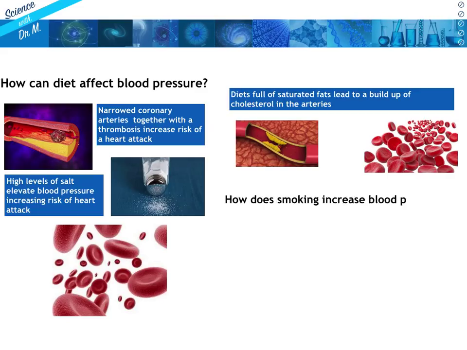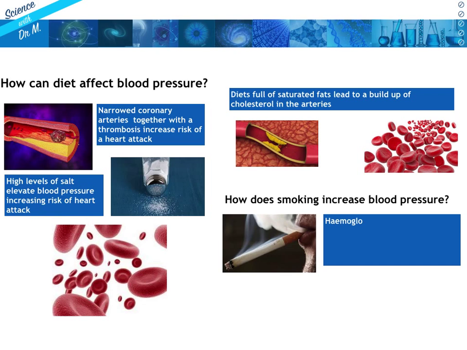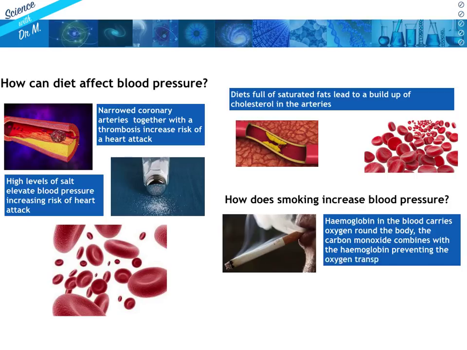Now, the other thing that increases blood pressure is smoking. And how does that increase the blood pressure? Well, this is the higher level response. The hemoglobin in the blood carries oxygen around the body. Okay, so there's structures in the blood called hemoglobin, and they're responsible for getting the oxygen around the body. Now, they combine with the carbon monoxide, and that prevents the oxygen transport.